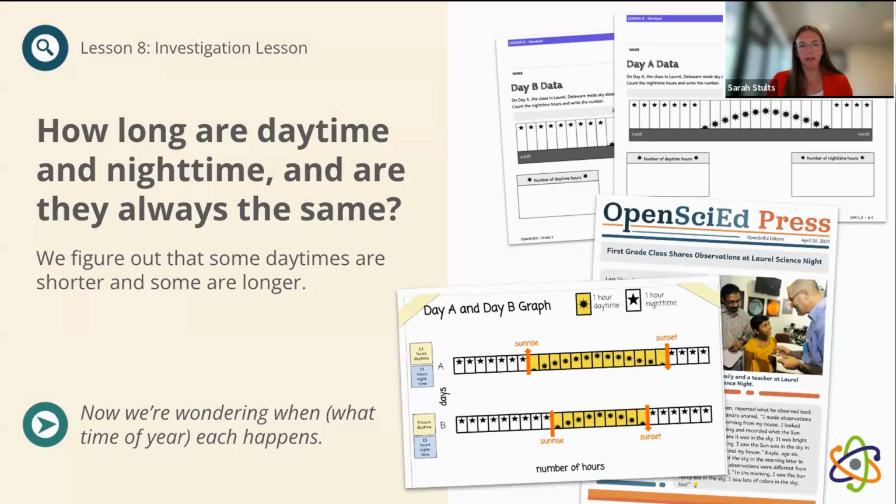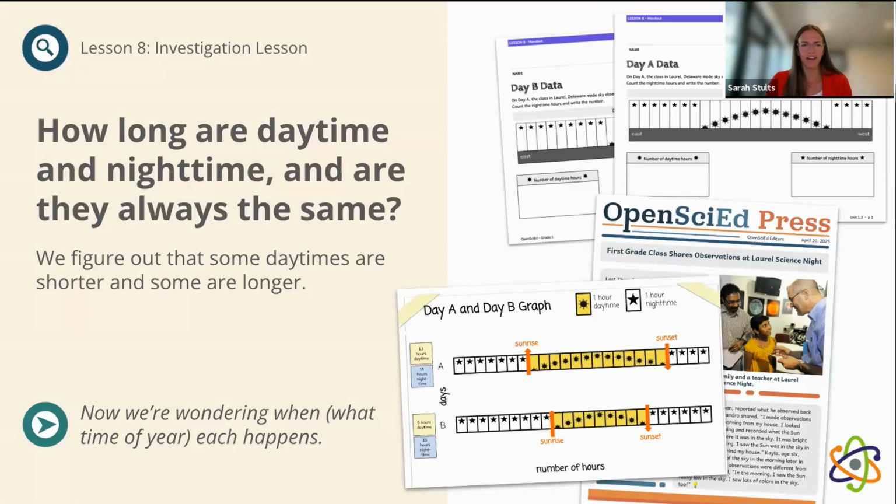In Lesson 8, we lean on the ideas about daytime and nighttime that we figured out in Lesson 7 to generate a lesson question related to how long daytime and nighttime are and whether they're always the same. We use our experiences investigating the sun in the sky and our sun observations chart from lessons 1 through 5 to identify that the data we need to address our lesson question are sky observations that show when the sun is in the sky, when it's daytime, and when the sun's not in the sky, nighttime.